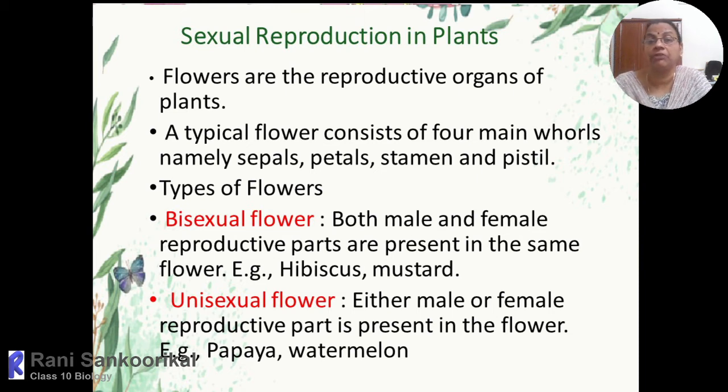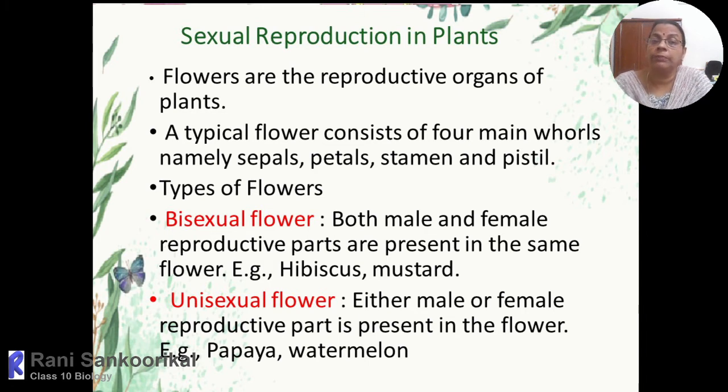So male and female flowers are separate. And watermelon, cucumber. In cucumber also, some flowers will be male, some flowers will be female. And the flower which is female is the only one that will produce the fruits. Male flowers will not produce the fruits.